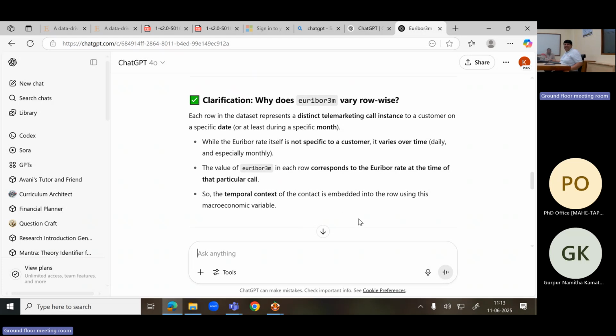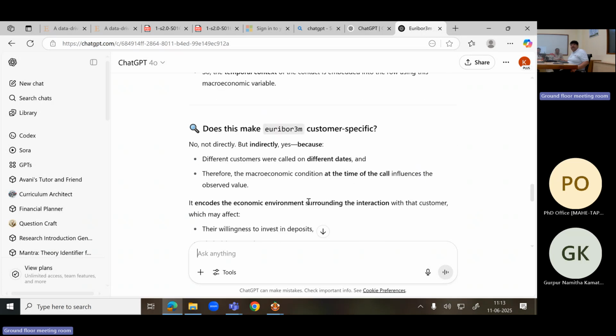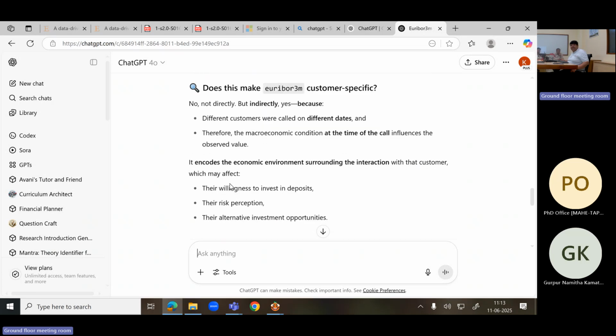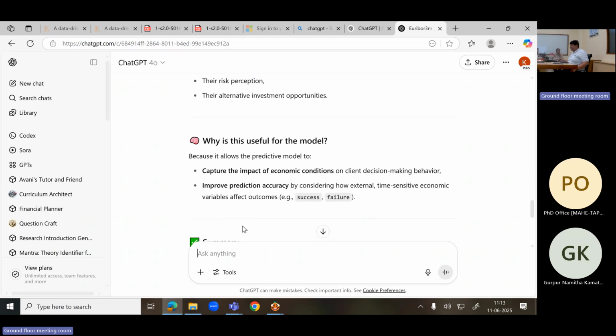That's what we are saying, but the thing is, does this make customers say no? Not directly, but indirectly, yes, because different customers were called on different dates. Therefore, the macroeconomic condition at the time of the call influences the observed value. It encodes the economic environment surrounding the interaction with that customer, which may affect their willingness to invest in deposits. This is what we have connected with that day and month, right?